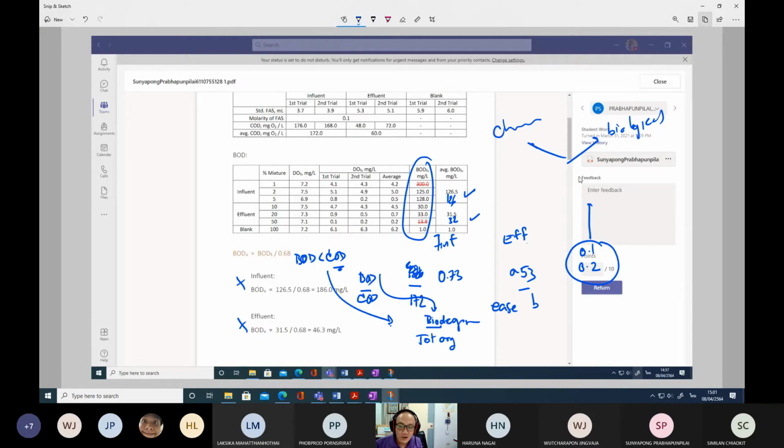If the ratio is greater than 0.5, we can go for the biological options. But if it's smaller than 0.5, we may have to apply some chemicals, or maybe we have to use the chemical process to separate or to remove the contaminants.